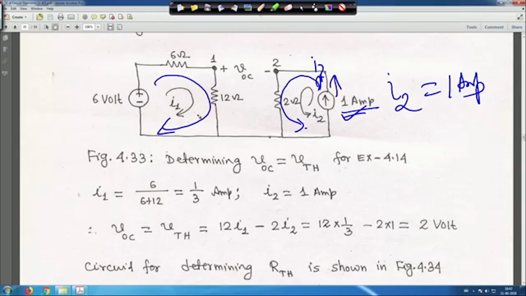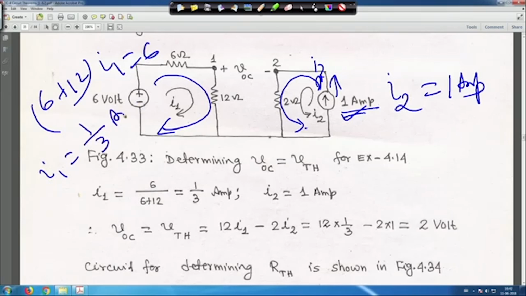So, in this case to get your I1 you have to apply KVL. So, 6 plus 12, 18 ohm, right. So, 6 plus 12 into I1 is equal to 6, because this is 6 volt. So, I1 is equal to 1/3 ampere, which is 6 by 18. So, I2 is equal to 1 ampere and I1 is equal to 1/3 ampere.